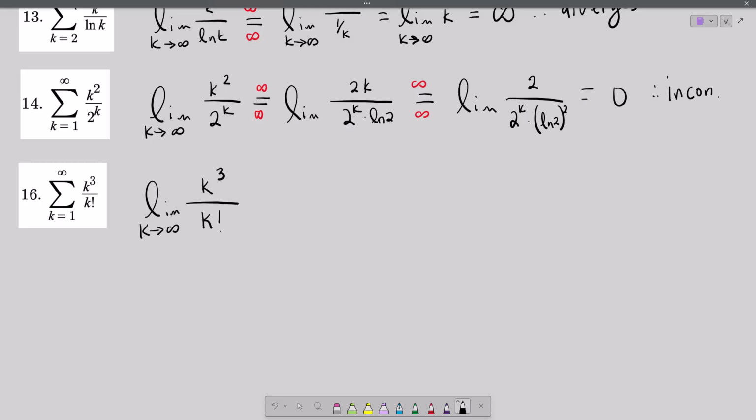this one is infinity over infinity. We have both the numerator and denominator growing without bound. We can't take the derivative of k factorial. That's a discrete function. We don't have any way to take its derivative. So we can't just say, hey, let's take 3 derivatives like we took 2 derivatives here. So we can't do that here. We don't know the derivative of k factorial.